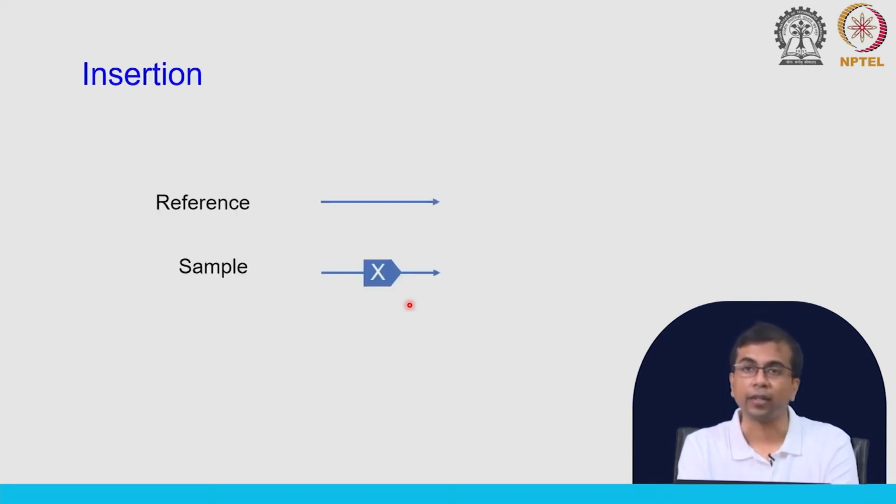The first one is insertion. We have the reference sequence, you can imagine, and in the sample you have another fragment of genome inserted. That was not present in the original genome, it has been inserted. X region or X gene has been inserted from somewhere else. So, this will be an insertion event.